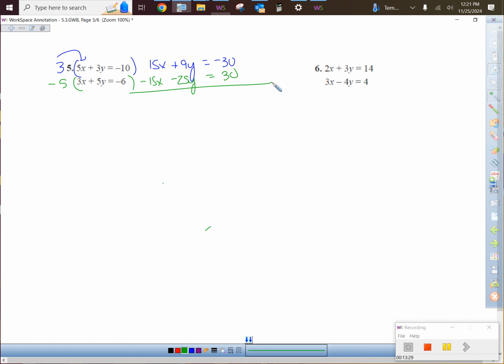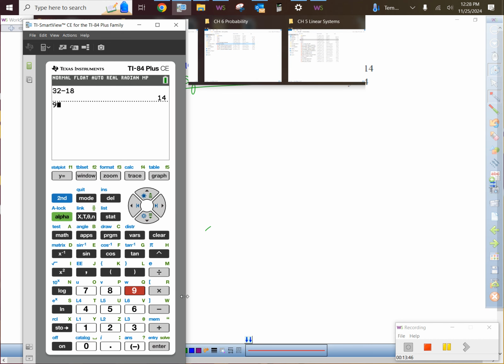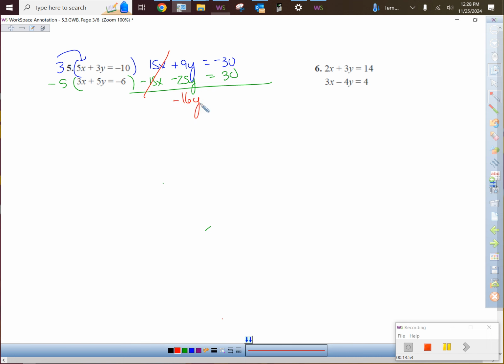Rock on? Did I do my distribution correct? Cool. Here's what else better happen. Whatever I was trying to cancel, the x's, they better add up to be nothing. Otherwise, I made a bad distribution. Those do. One is a 15x, the other is a -15x. I need to do 9 plus -25. Same thing as 9 minus 25. That is like -16y's. Are you cool with that? And then over here, what is a -30 and a +30 add up to be? 0.